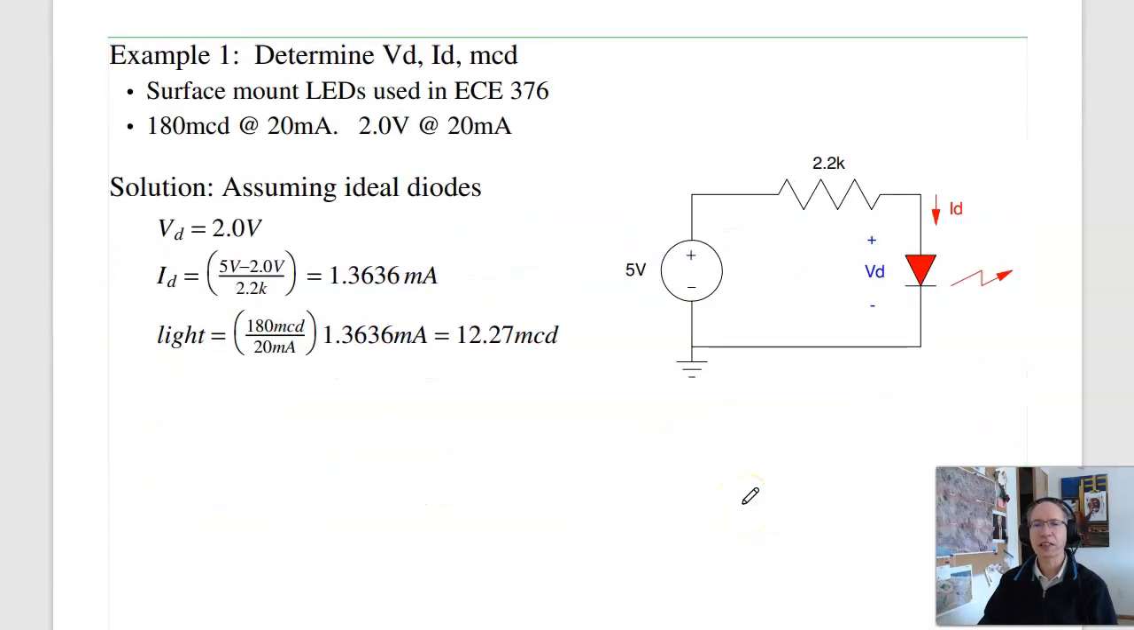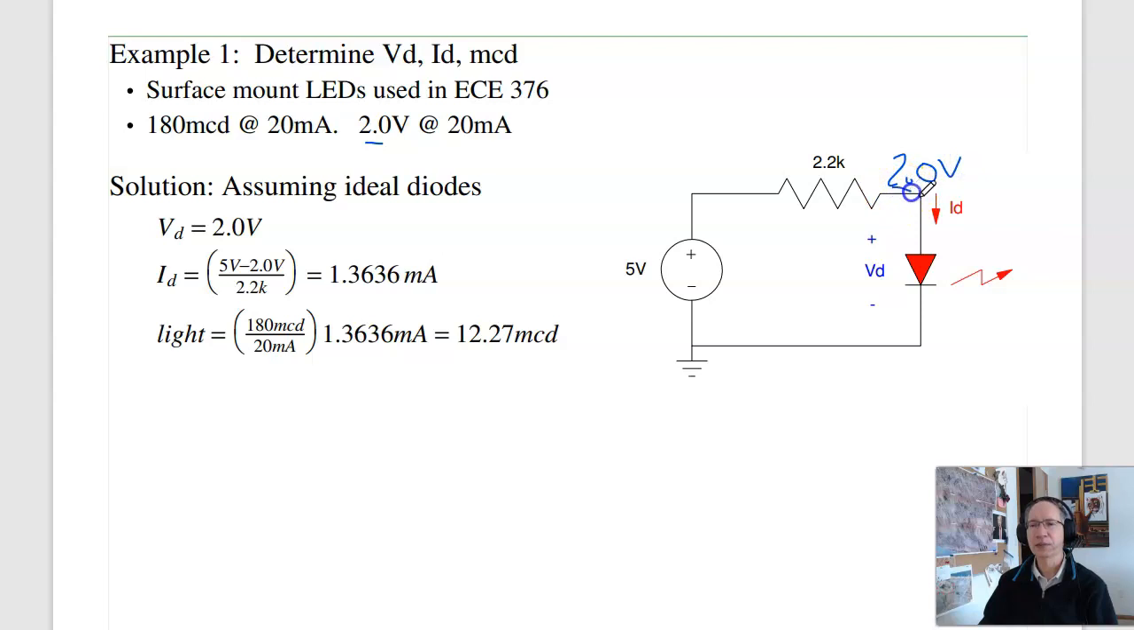So with that, if I have a circuit with an LED, I can calculate the current and the brightness. So for example, suppose I took a surface mount LED that's 180 millicandles at 20 milliamps, 2 volt drop at 20 milliamps. Find the current and the brightness for this circuit. Well, using an ideal diode model, if this is 2 volts at 20 milliamps, it's 2 volts at any current. So that's roughly 2 volts right here. I now have 3 volts going across this resistor. 3 volts at 22.2 kilo ohms is 1.36 milliamps, so that's ID.